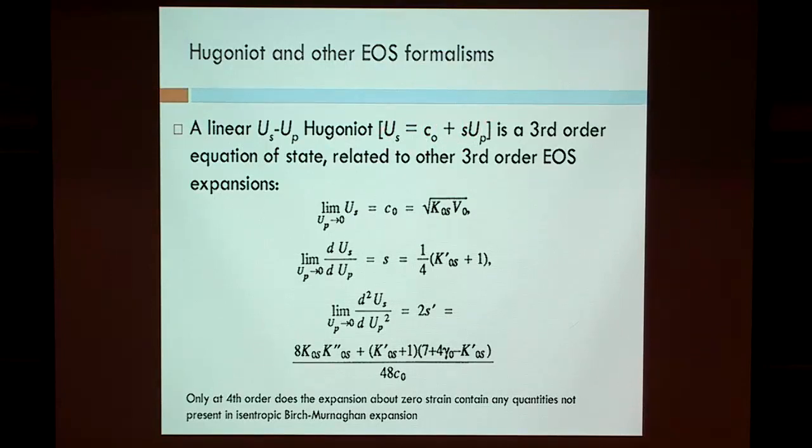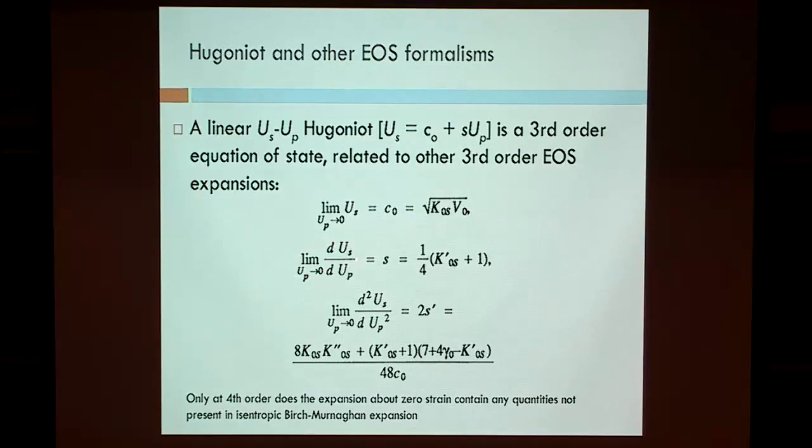That turns out to be a third order equation of state. It has the same amount of information, the same predictive power at finite strain as any other third order equation of state that you might choose to use, like the third order Birch-Murnaghan equation or the Vinet equation. And in fact, in the limit of zero strain, we can establish very definite relationships between the coefficients of the shock wave equation of state and the coefficients of any other third order equation of state you want to use. So the limit at zero particle velocity or zero strain of the shock velocity turns out to be the ambient pressure bulk sound speed, or the square root of the bulk modulus times the volume. So if you extrapolate your Hugoniot back to zero particle velocity, it should agree with, say, ultrasonic measurements of the sound speed or static compression measurements of the isentropic bulk modulus.